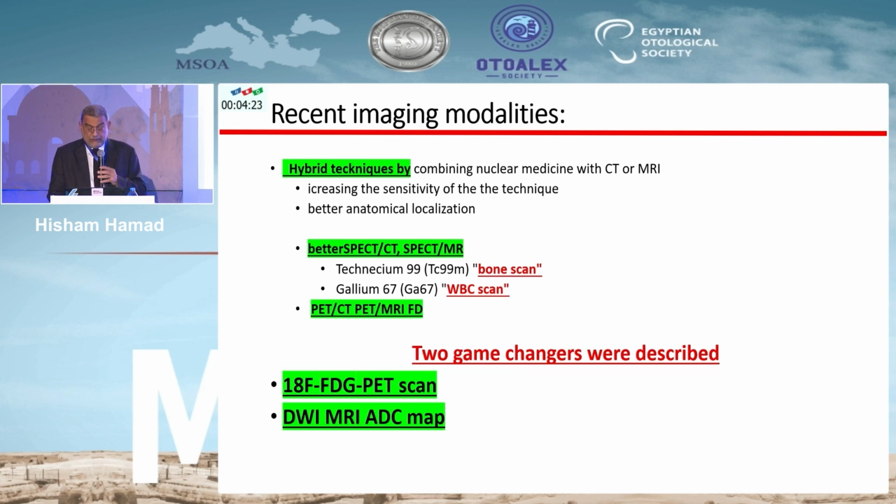So to overcome some of these, a hybrid technique was advised by combining the nuclear medicine with either CT or MRI. This increases the sensitivity of the technique and gives better anatomical localization. Actually, there are two game changers in the radiology of necrotizing otitis externa, which are the PET scan and the diffusion-weighted MRI with ADC map.